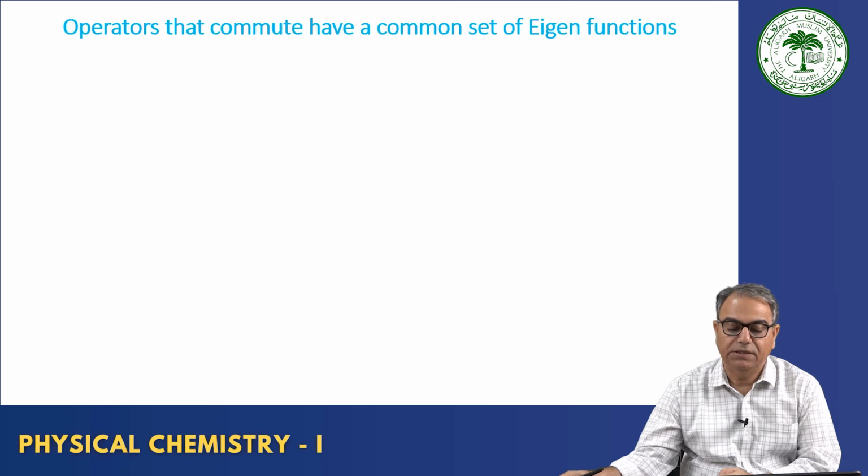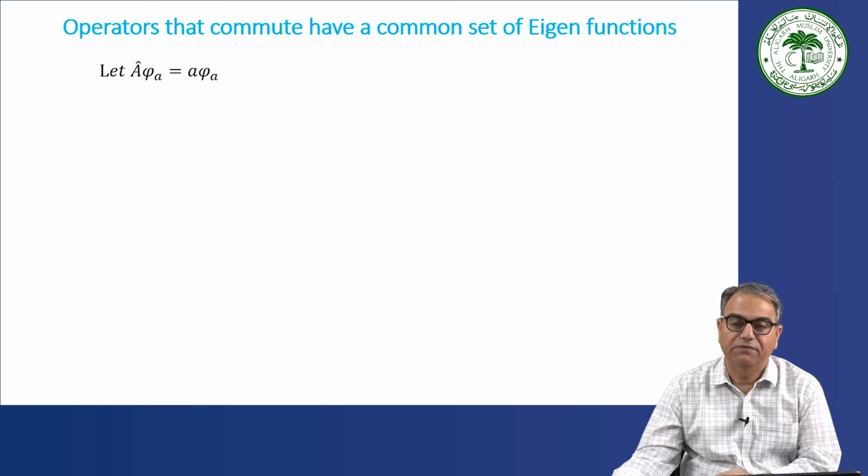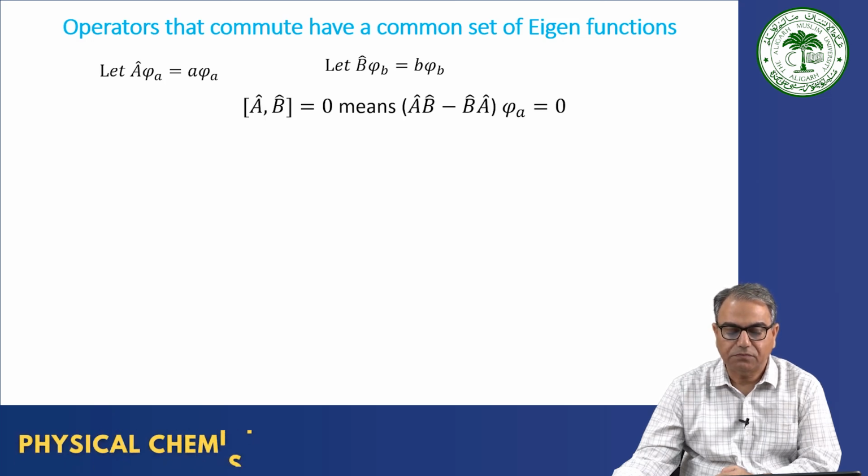Now I am writing two operators. One is operator A, which when operated on phi A gives you an eigenvalue small a and phi A. Then I am writing another operator B, which when operated on phi B gives you an eigenvalue b along with an eigenfunction phi B. Okay. So both these are eigenvalue equations for two operators A and B. Now suppose that A and B commute with each other. A and B commute means AB minus BA when operated on phi A should give you 0. That is what the commutator relationship means.